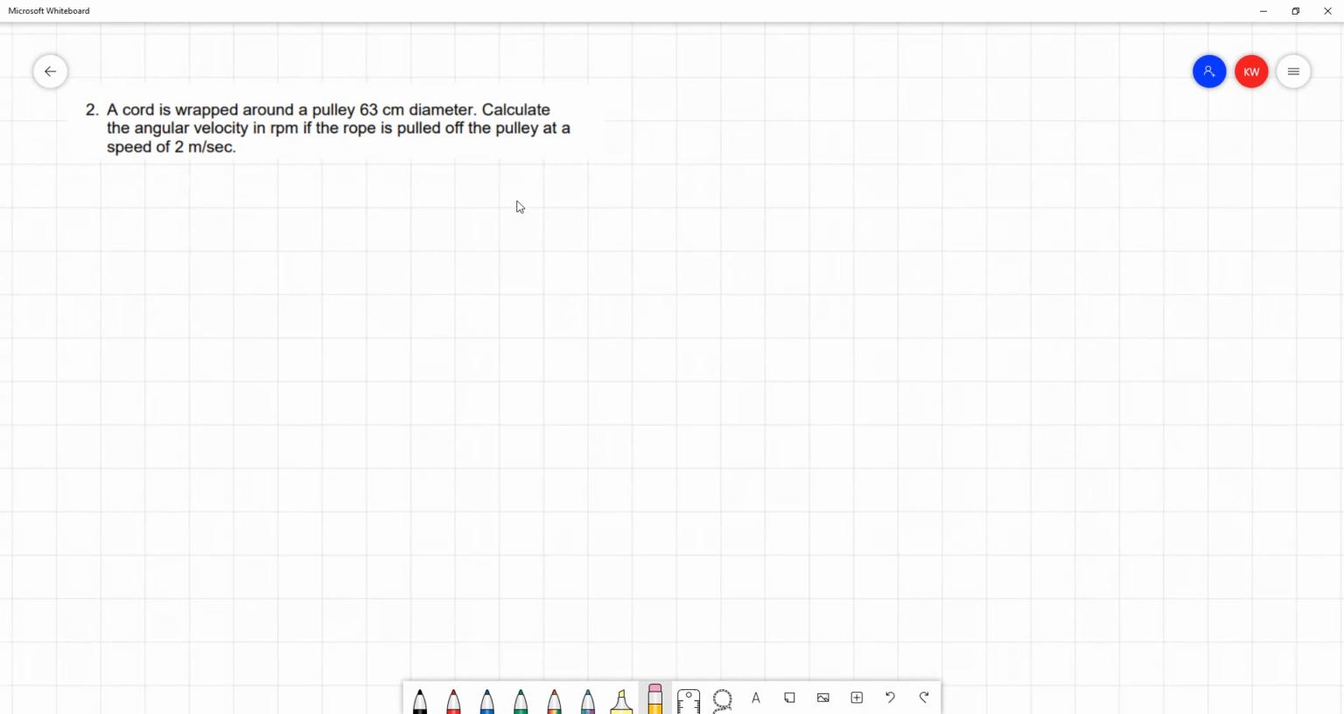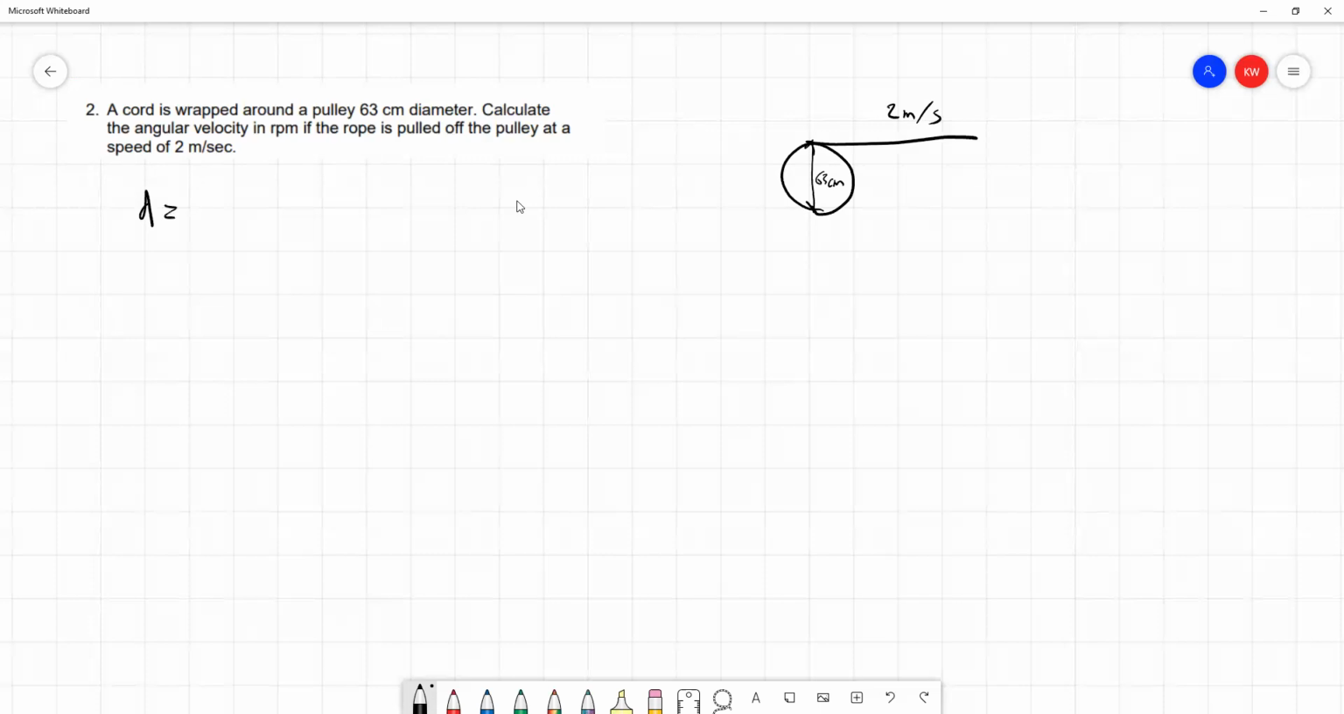So the pulley could be going horizontally, vertical, or at an angle, but we've got a circular pulley here and a rope attached to it, and the rope is pulling at 2 meters per second. The diameter of the pulley is 63 centimeters. So this is information we're given in the question. We're asked to find the angular velocity of this pulley as it turns. So let's state what we know.